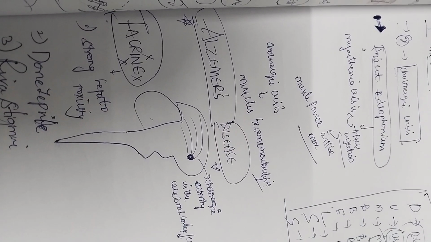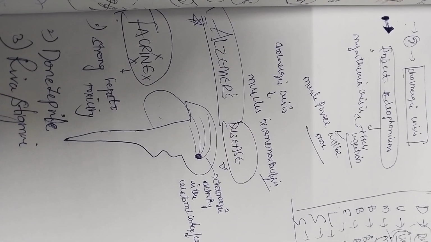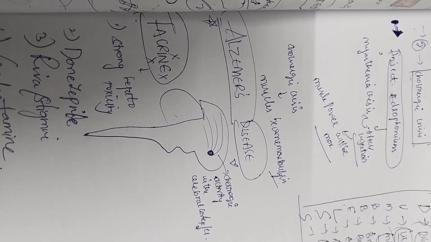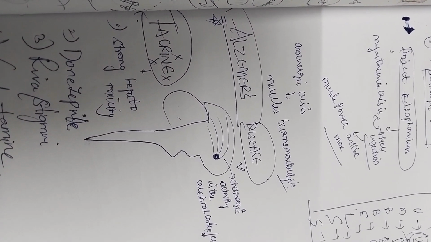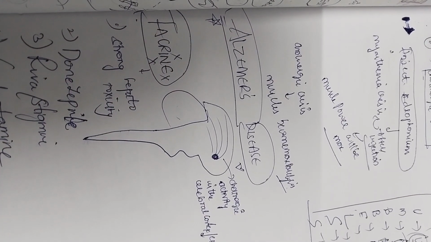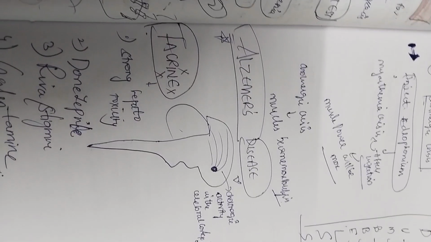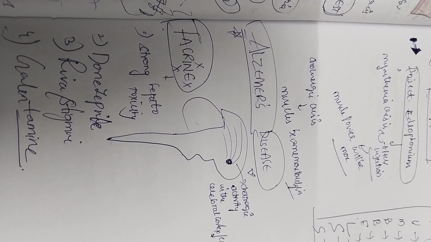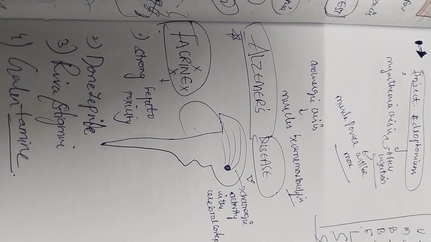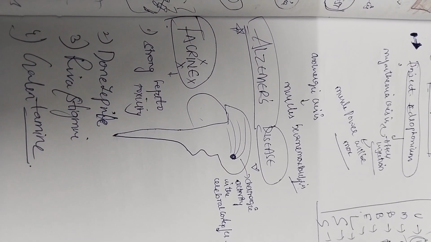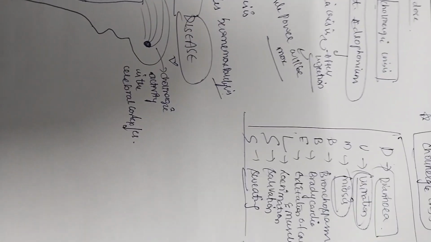So what is Alzheimer's disease? Why is it occurring? Cholinergic activity in the cerebral cortex will be less. Before, we used tacrine to treat Alzheimer's, but tacrine has more side effects, strong hepatotoxicity, so we are now using donepezil, rivastigmine, and galantamine.